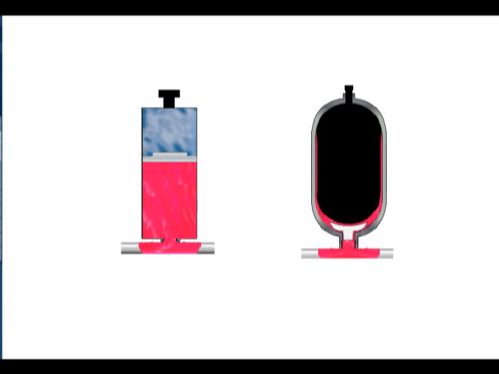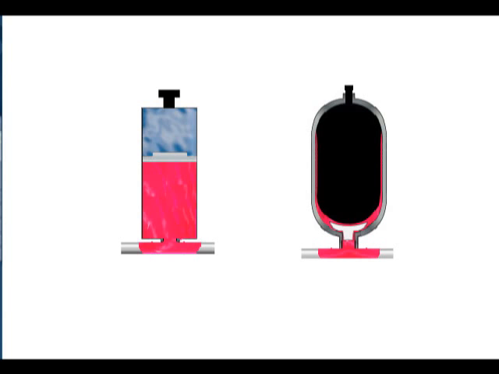Accumulators are devices that store energy in the form of fluid under pressure. Because of their ability to store excess energy and release it when needed, accumulators are useful tools for improving hydraulic efficiency. Industrial hydraulic accumulators are typically classified as hydropneumatic. This type of accumulator applies a force to a liquid by using compressed gas.